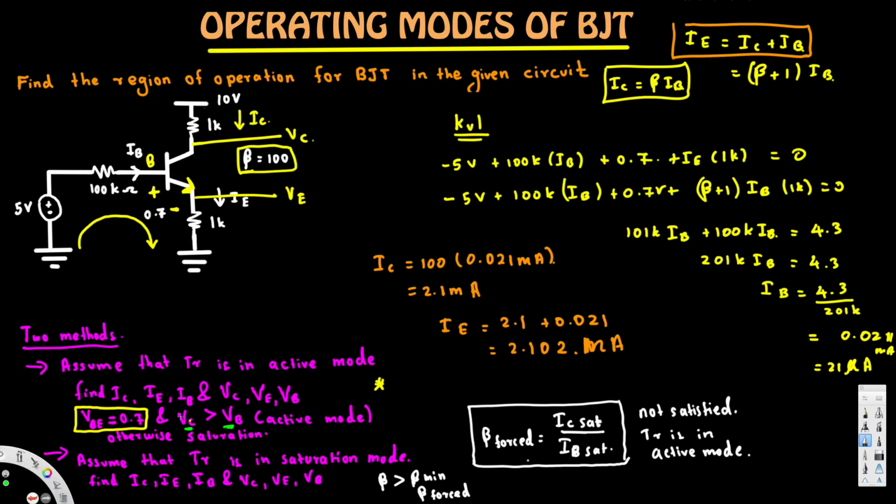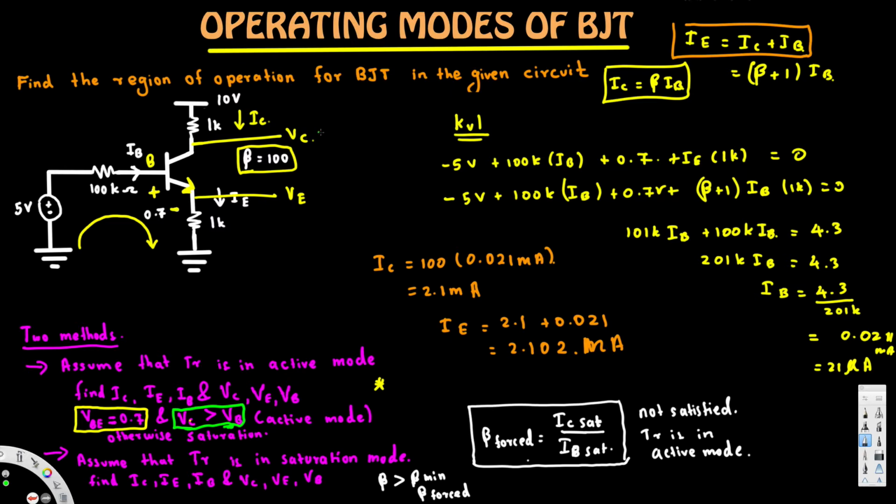Our main thing is to find out VC is greater than VB. If we find this one out, and if it satisfies this one, this is an active mode. If it's not satisfied, it's in saturation mode. Okay, now let's see that.